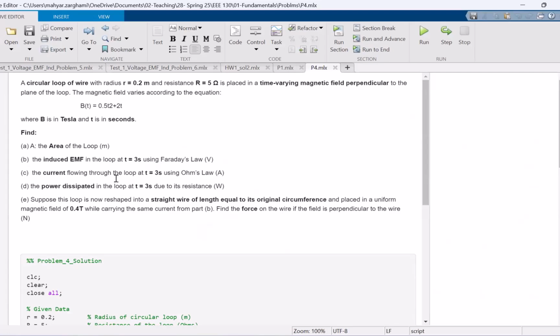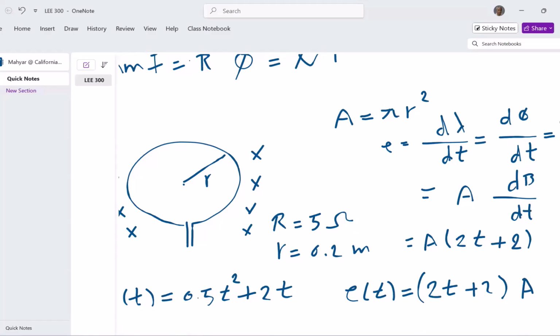The current which is flowing through the loop at t equal to 3 seconds. So how would you find the current?